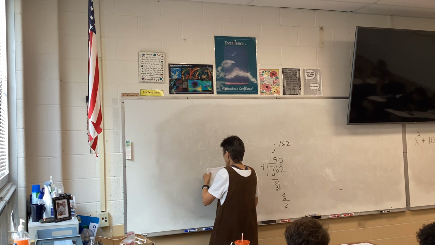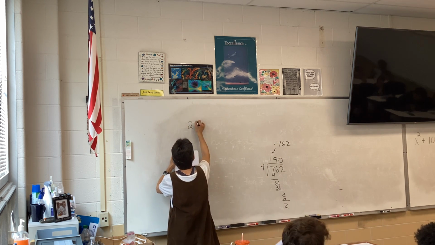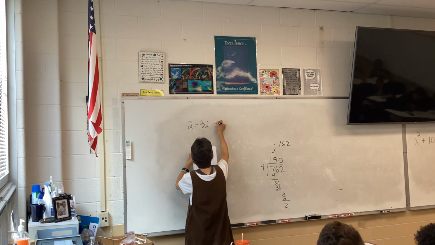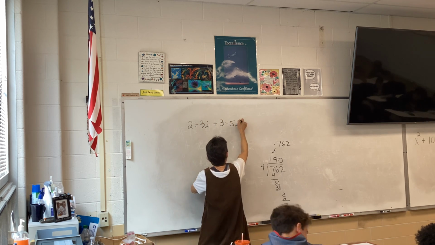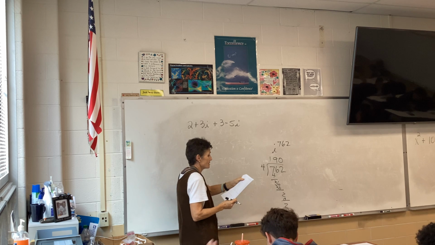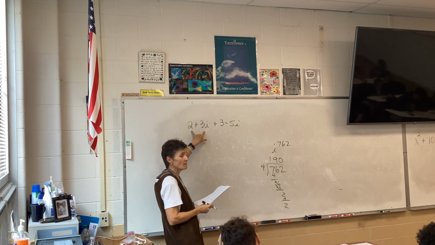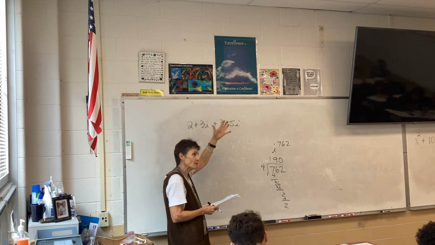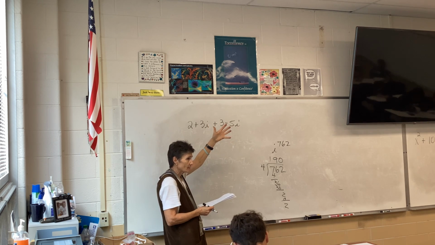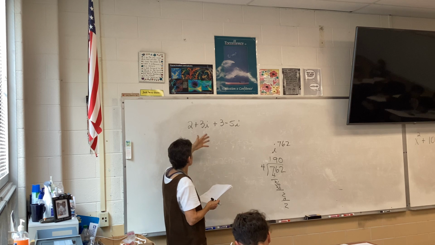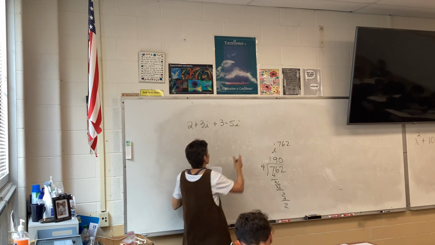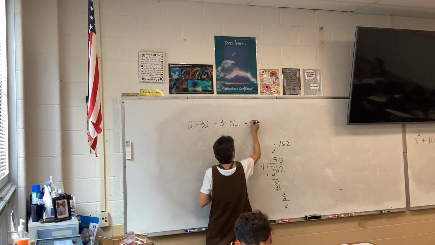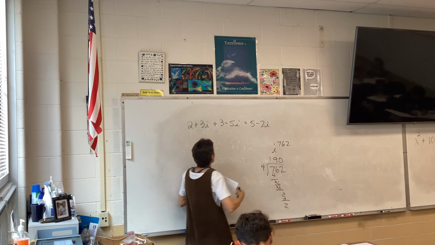All right, so A says let's add 2 plus 3i and 3 minus 5i. Problem A says take your Z1 number and add your Z2 number. Well, how easy is that? Collect like terms, right? So we end up with 5 minus 2i.